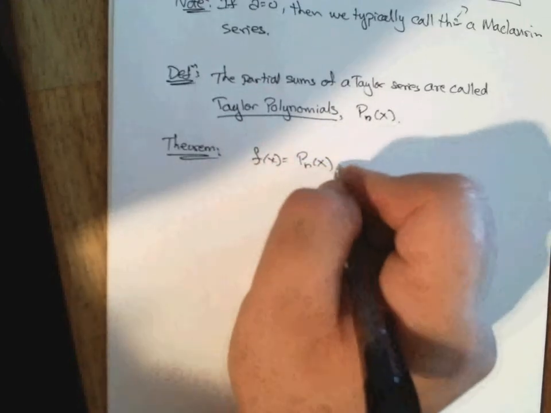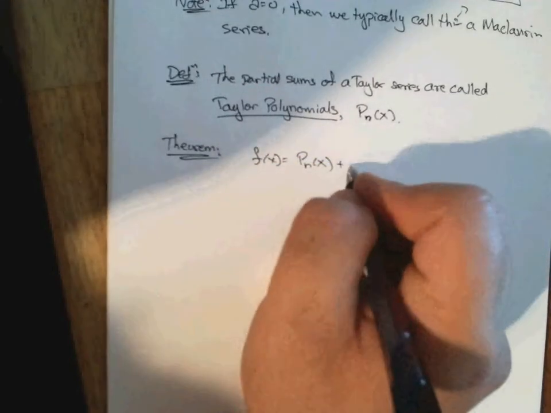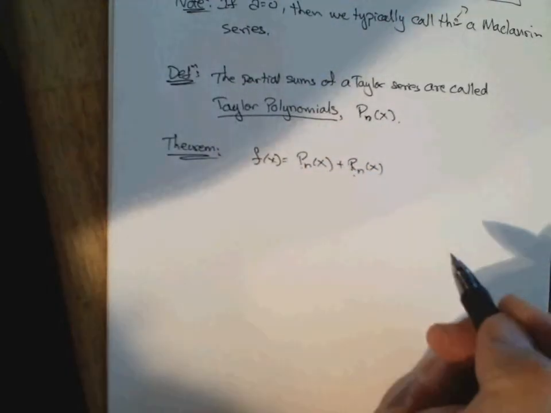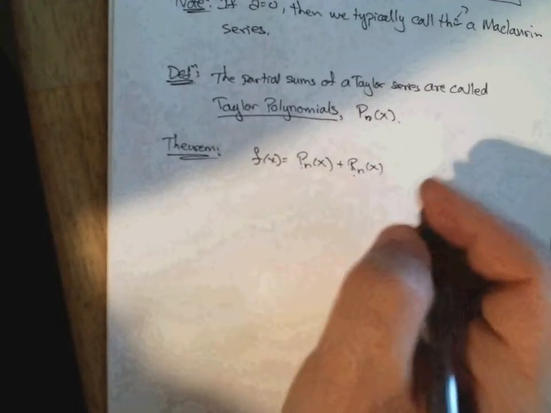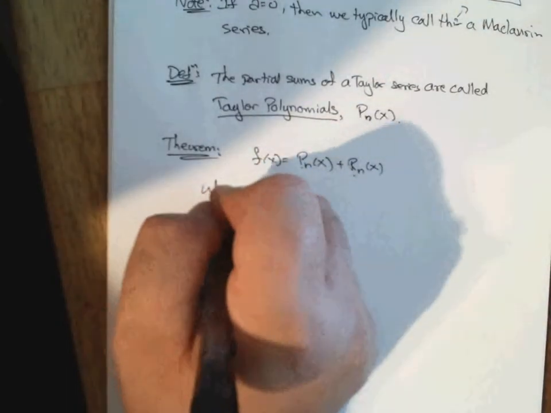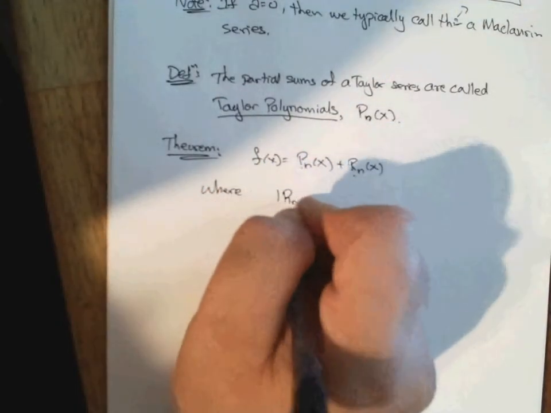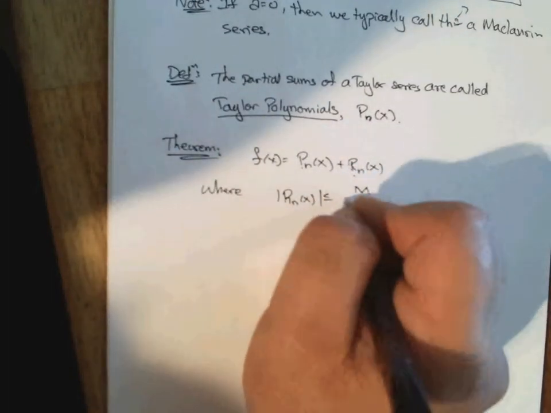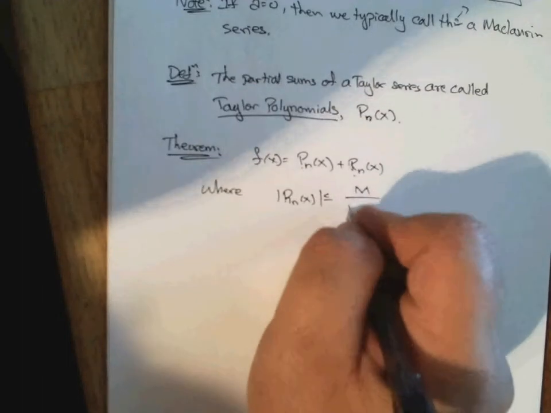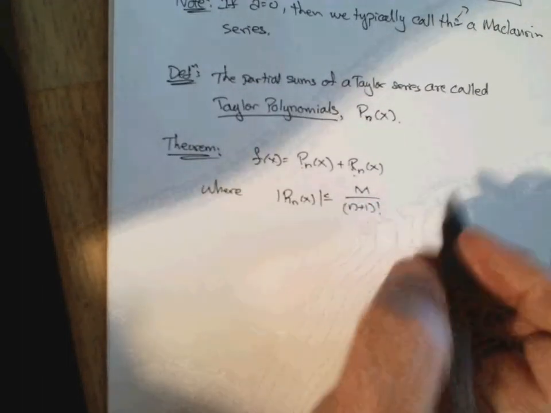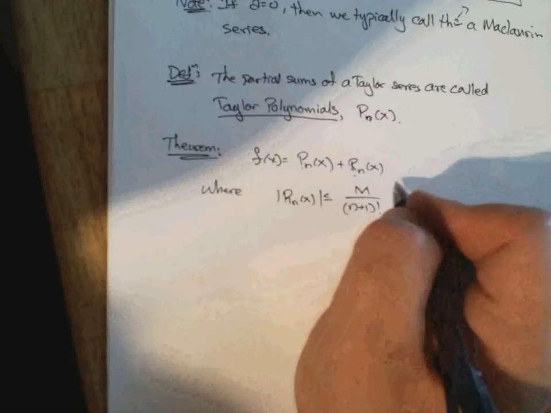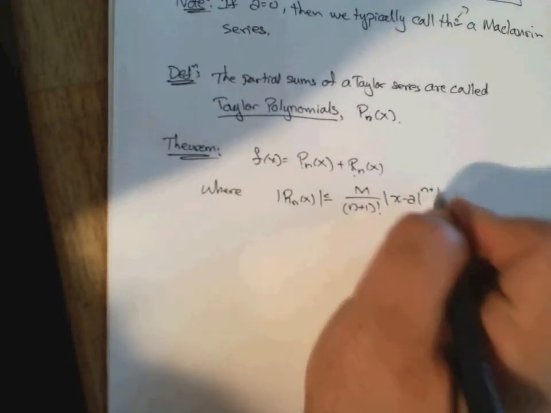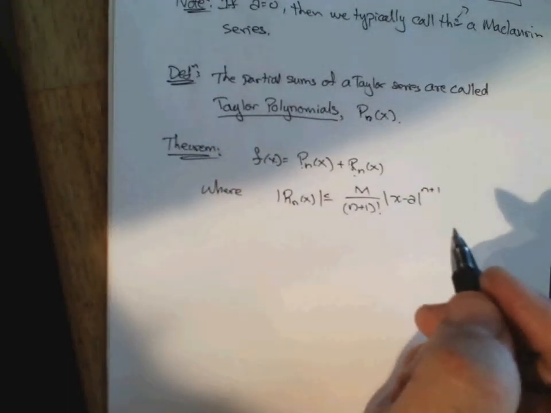So any function is going to equal its finite power series representation plus some remainder term that's based on where we truncate as well. And the question is, how big is that remainder? Well, the absolute value of that remainder, which is how we measure an error, is less than or equal to some constant M divided by n plus 1 factorial, where that's of course the n that we decide to stop at, times x minus a to the n plus 1 power.